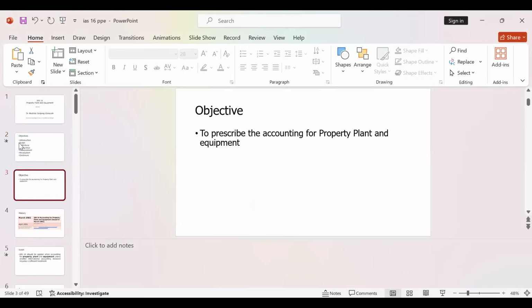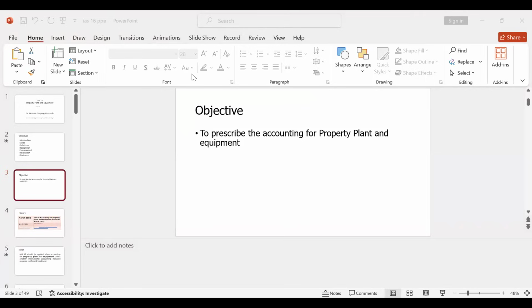So IAS 16 is a standard that prescribes the accounting treatment for property, plant, and equipment. Anytime you hear IAS 16, it is an accounting standard that prescribes the accounting treatment for non-current assets. And here we call it property, plant, and equipment.